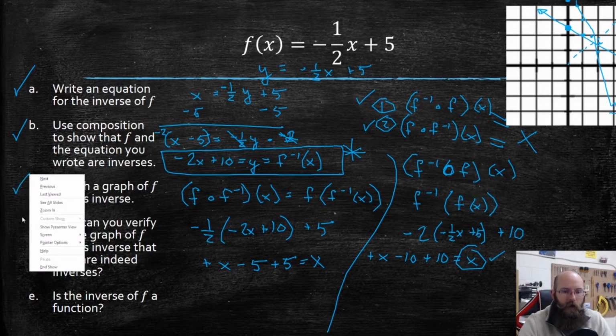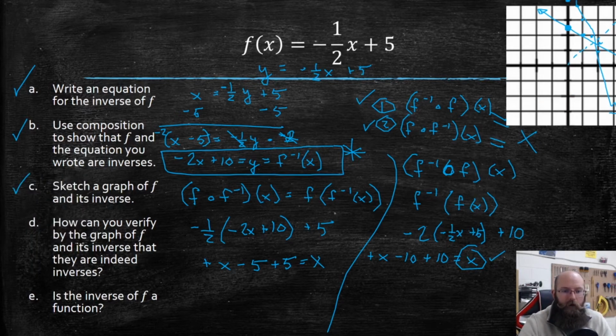Sweet. So check that. Ooh. How can you verify by the graph of f and its inverse that they are indeed inverses? Well, that's with symmetry. And that's what we just did there, right? We turned our head a little bit, and it checked out.